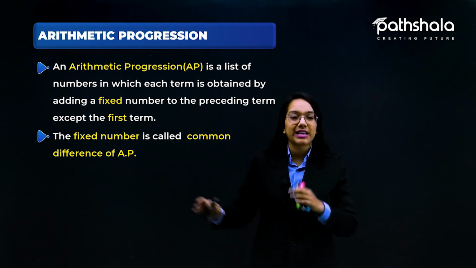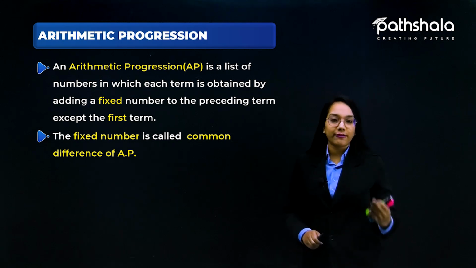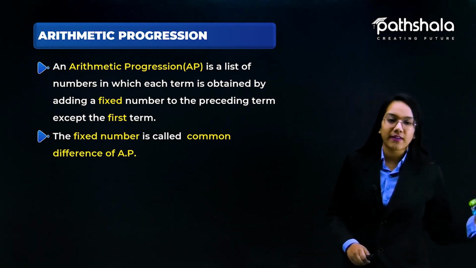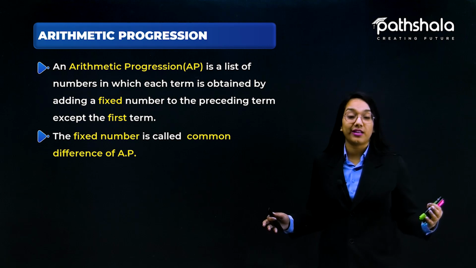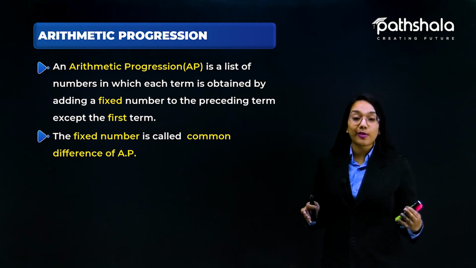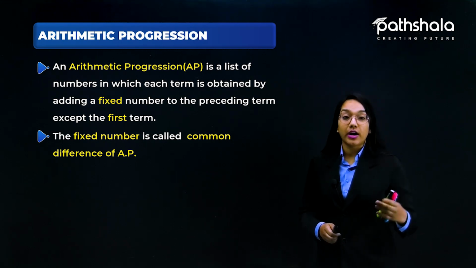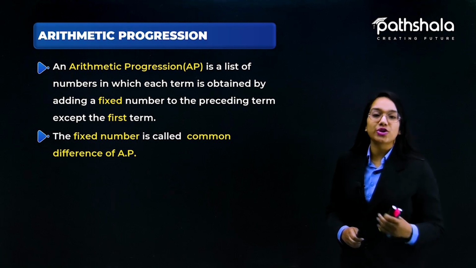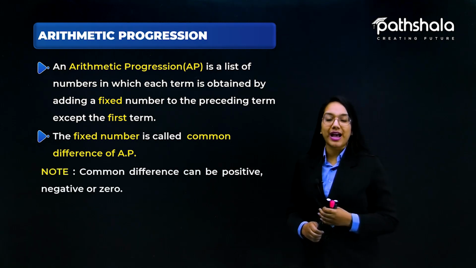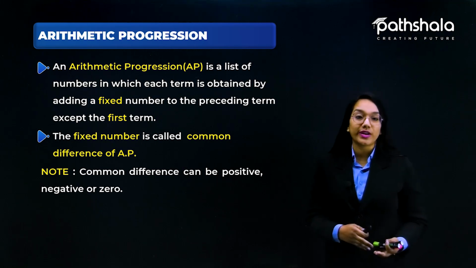Here we can take the example of Reena's salary: 8,000, 8,500, 9,000, 9,500 and so on, is an arithmetic progression in which the fixed number, or the common difference, that we are adding is 500. And there is a special note related to the common difference: it can be positive, it can be negative, it can be 0 as well.